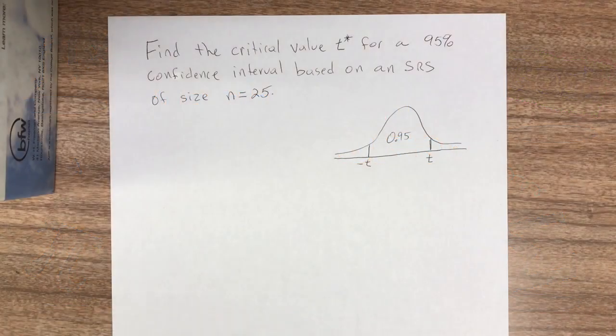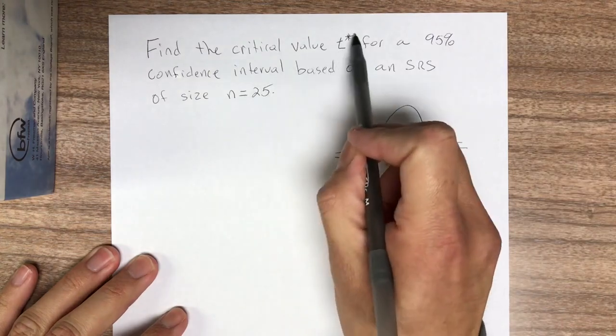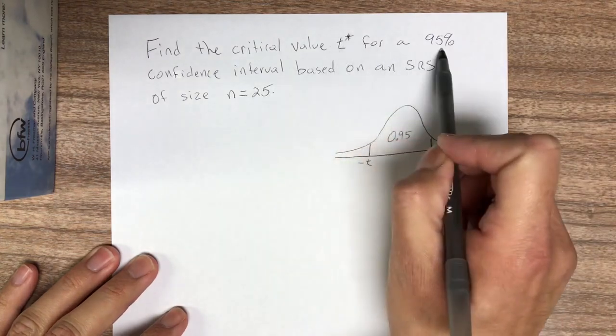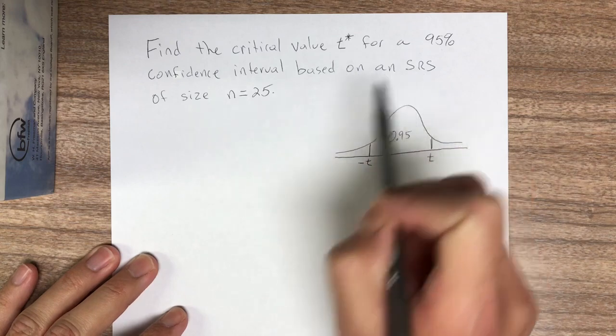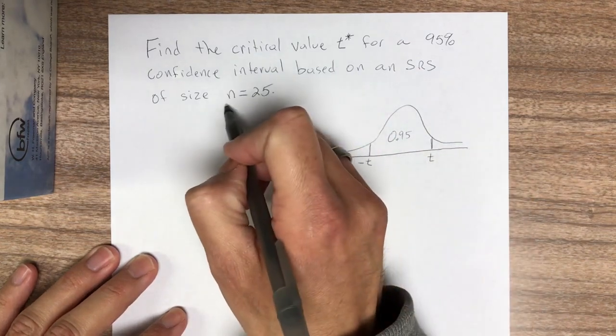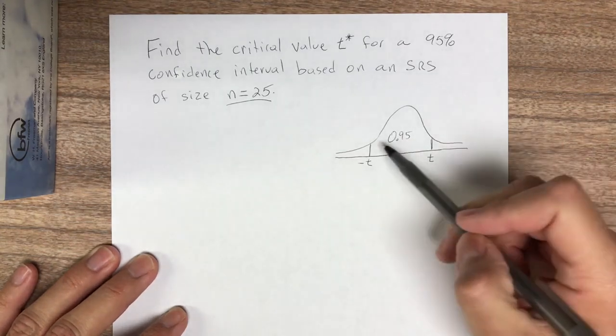Hey, what's up guys? This video is going to show you how to use a TI-84 graphing calculator to find a critical value for the T distribution. So I have a problem that says find the critical value T star for a 95% confidence interval based on an SRS of size n equals 25. So I do have set up a density curve that represents the T distribution.